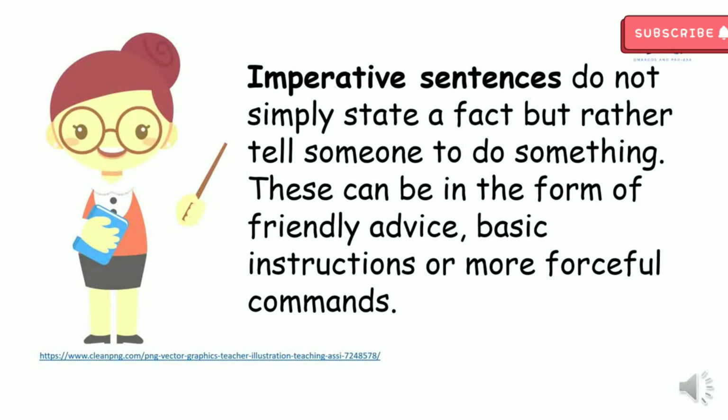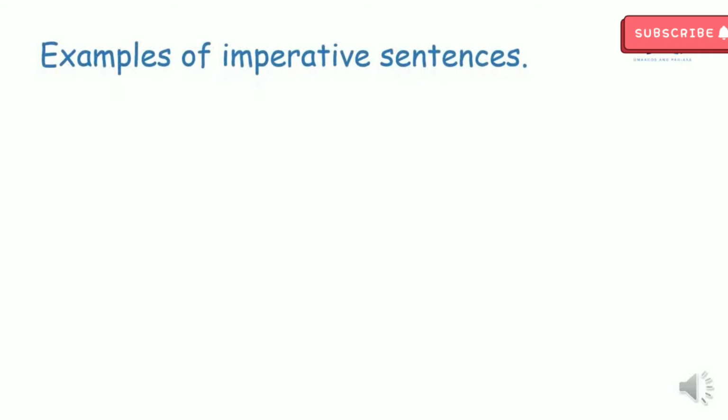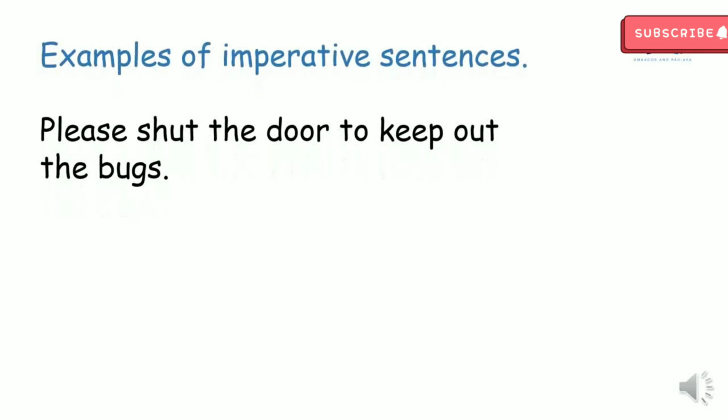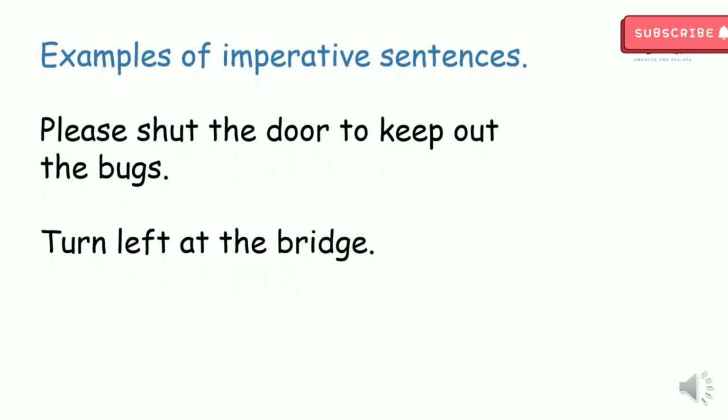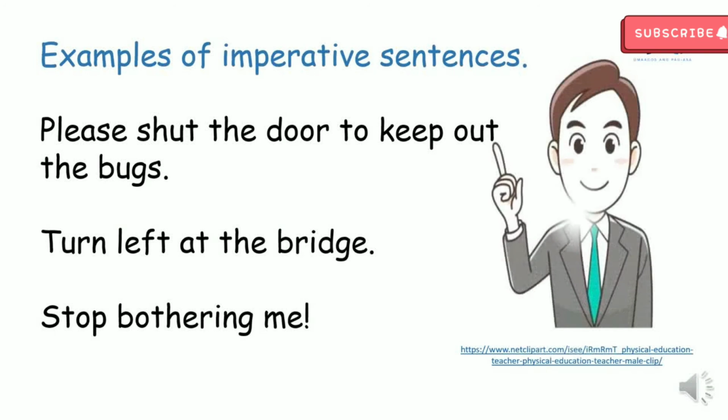Here are some examples of imperative sentences. Please shut the door to keep out the bugs. Turn left at the bridge. Stop bothering me. Many imperative sentences end in periods, but some of the more forceful demands may end in an exclamation point to highlight the emotion.